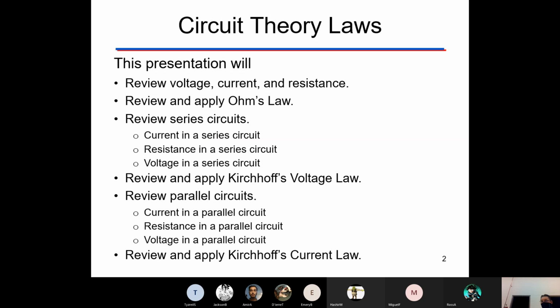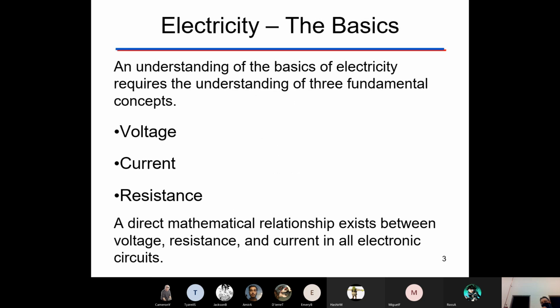All right, circuit theory laws. In this presentation, we're going to review voltage, current, and resistance, which we've already got, and then apply Ohm's law. Review series circuits, and then we'll talk about current, resistance, and voltage in a series circuit. Then we'll review and apply Kirchhoff's voltage law. Then we're going to review parallel circuits, current, resistance, and voltage in parallel circuits, and then Kirchhoff's current law. Some of this we're not going to have to write down because we already have it, but when we get to that point, I'll tell you what we need to write down.